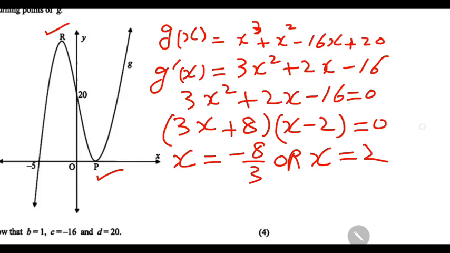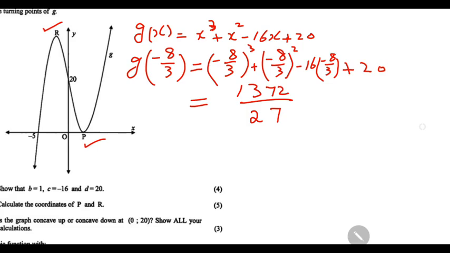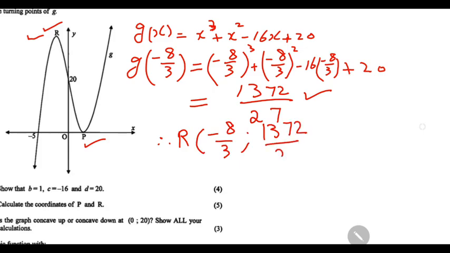To find the y value, we will substitute back into the original function, and then we get the y value. So we need to substitute x equal to -8 over 3 and x equal to 2 into the original function to get the y values. So I substitute x equal to -8 over 3 into the original function. I get the y value, which is 1372 over 27. So R is on the negative section, therefore R is going to be (-8 over 3, 1372 over 27).